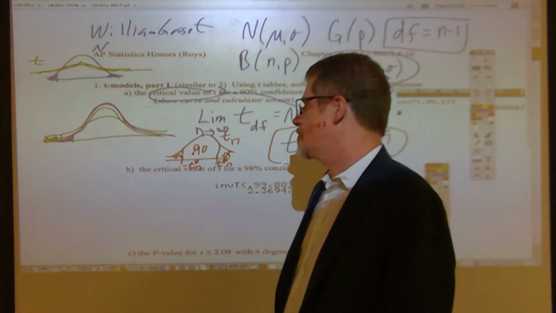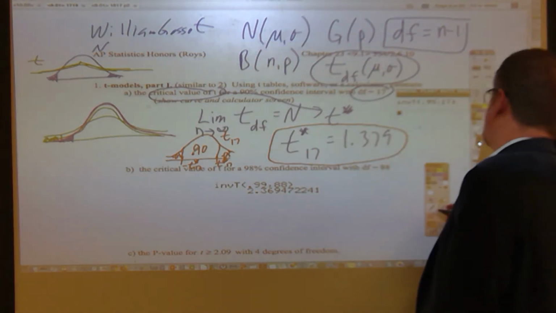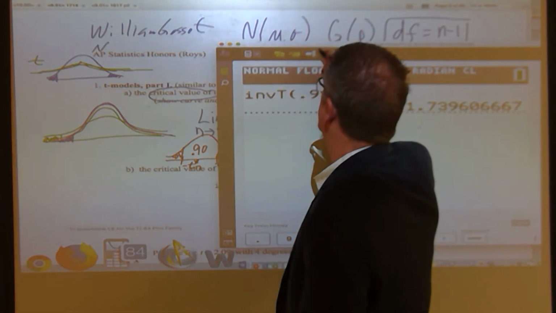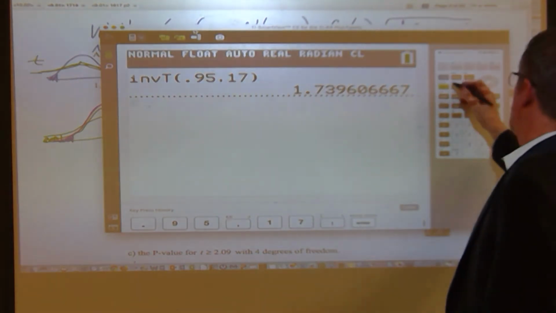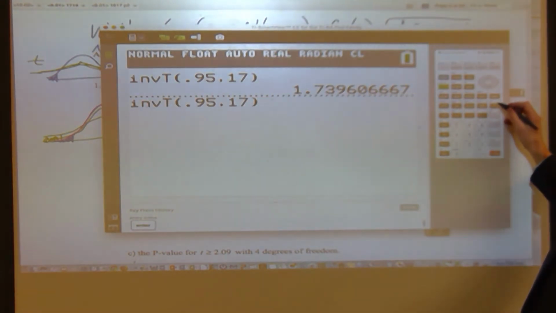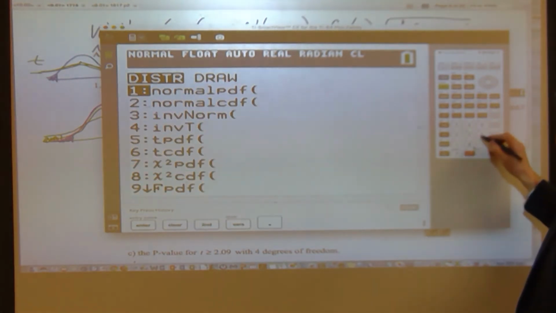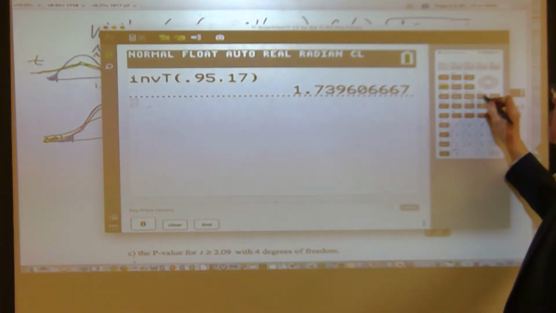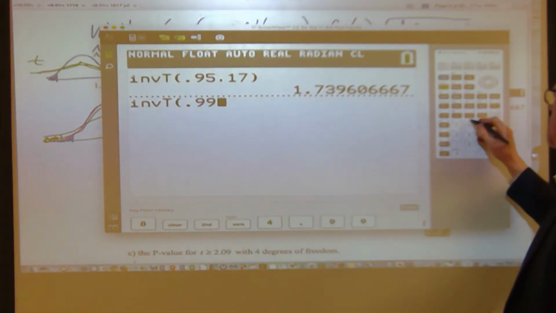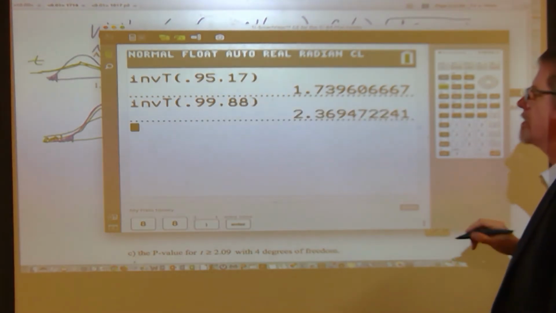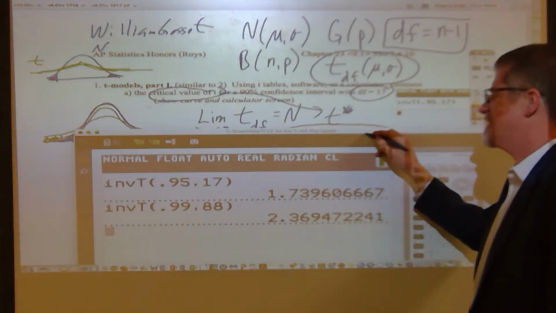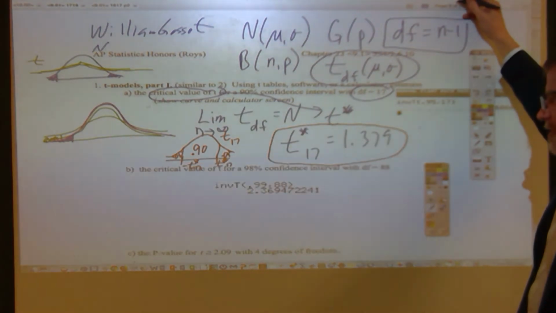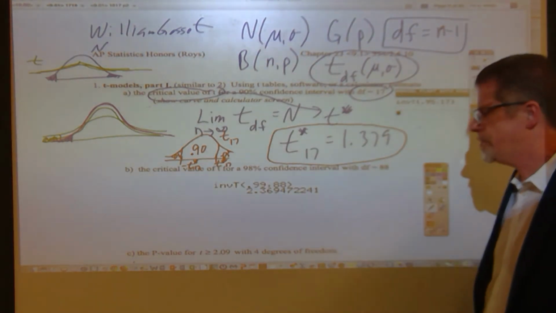All right, so now try letter B on your own. 88 degrees of freedom. Go ahead and power up the calculator. Try part B. Hopefully you typed in 0.99, 88. That's all there is to that one. Okay, so inverse t of 0.99, 88 degrees of freedom. There's our t star. Use a t star just like you use a z star for building a mu trap: 2.369. Any questions on part B?